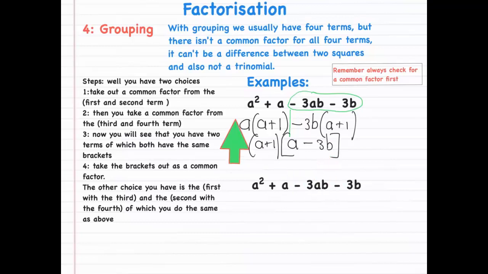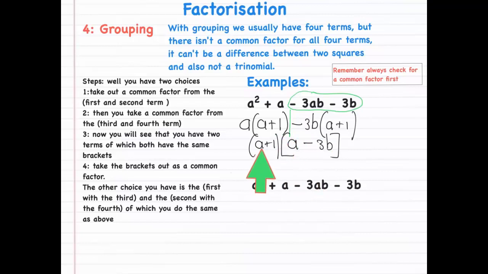Now I said up here that you have 2 choices. Now we took out a common factor from the first and the second. Then we took out a common factor from the third and the fourth. Now you will see that you have 2 terms, both of which have the same brackets. Yes, that one had the same bracket as that. So take the brackets out as a common factor. We took out the bracket as a common factor. And then we wrote down what is left, right?